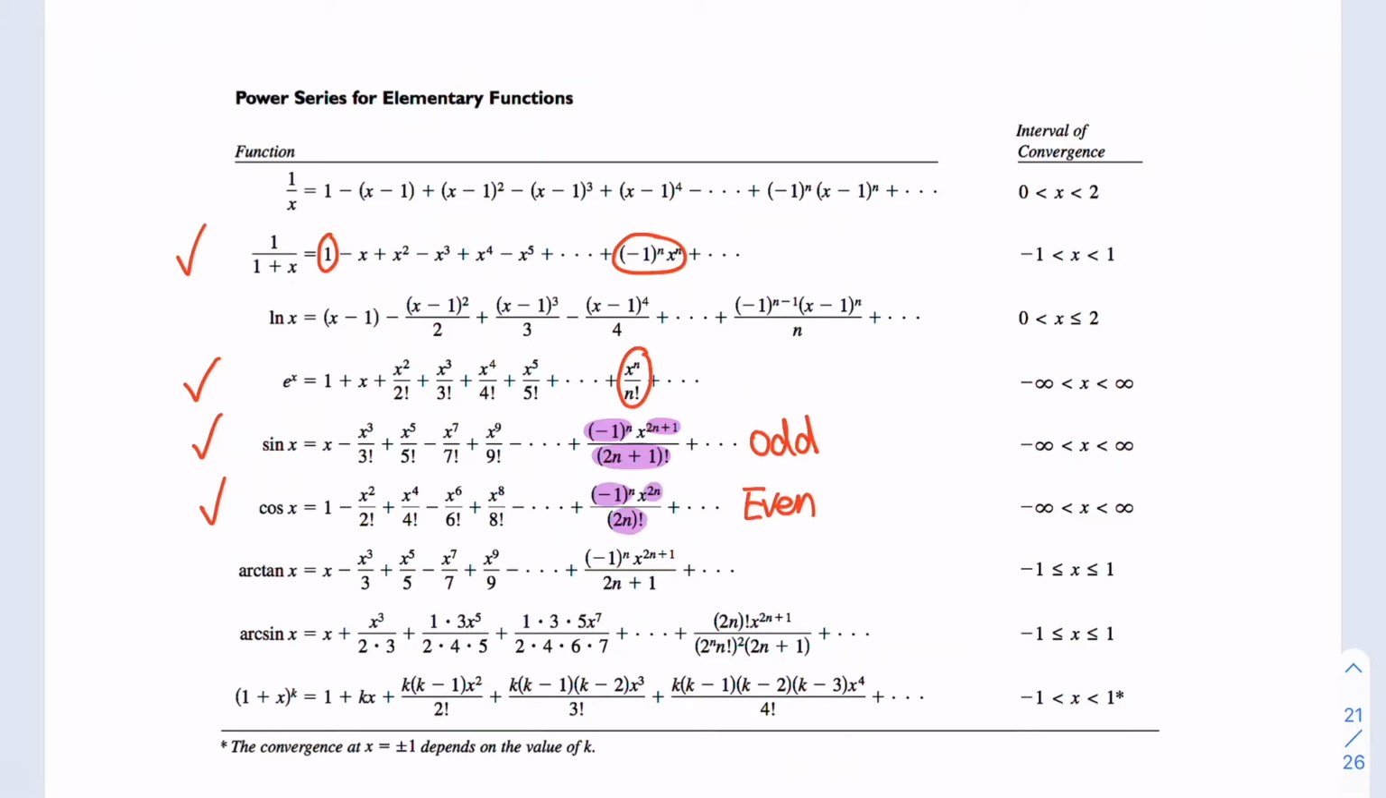And the next one will be arctangent. For arctangent, the formula is very similar to sine of x. The difference is that there is no factorial in the denominator, just 2n plus 1, and only the odd terms. So based on this, we are going to use these formulas to solve some more complicated functions.